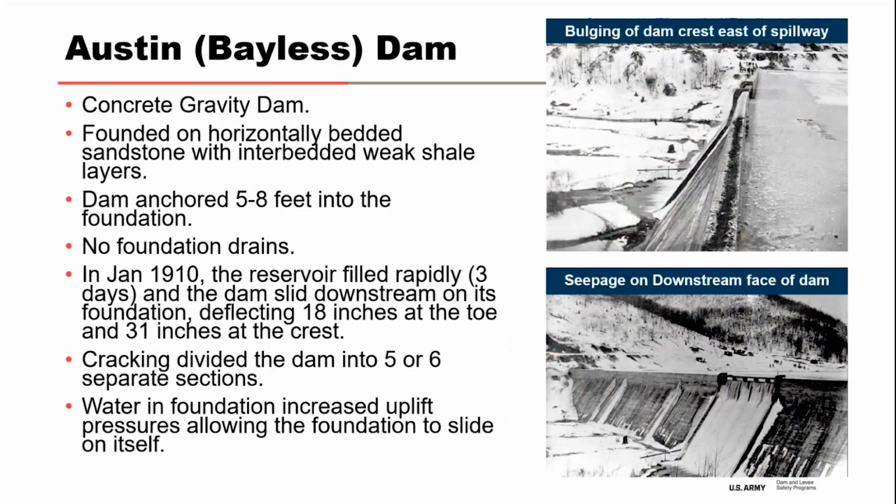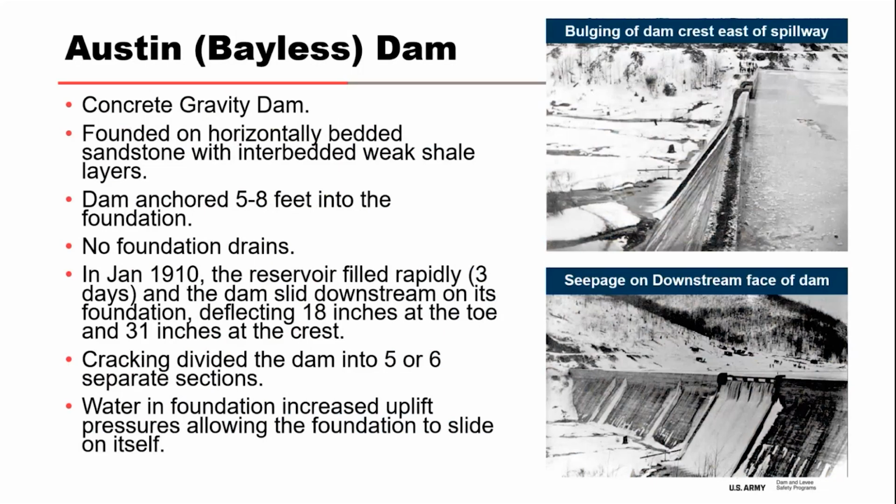So the second case history I want to share is Bayless Dam, which was constructed in 1909 in Pennsylvania. The dam was a 50-foot tall concrete gravity dam. The dam was founded on horizontally bedded sandstone with interbedded weak shale layers and was anchored 5 to 8 feet into the foundation. And there were no foundation drains. Hopefully you might see a pattern here.